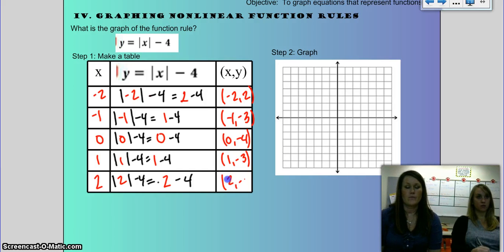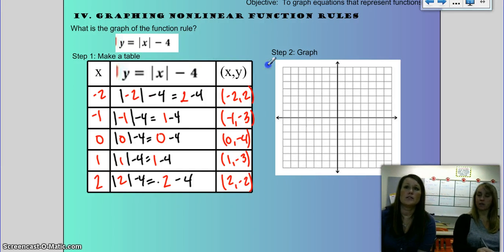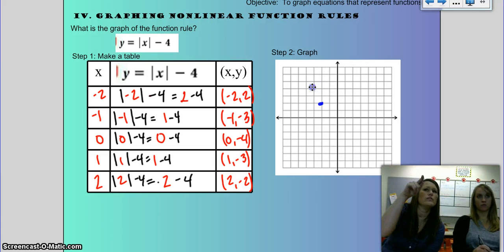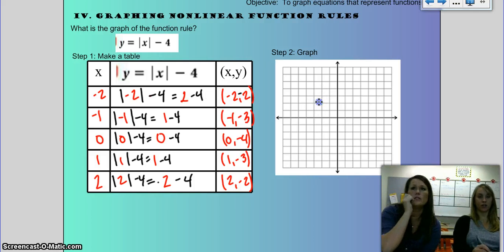Okay, so if we're going to plot this on a graph, we will have -2, -2. So start at the origin, go over -2, down to -2. Then we're going to have -1, -3. So over -1, down -3. Your top one should be -2. Yeah, 2 minus 4 is -2. Sorry. Well, that was an easy fix. You didn't have to erase anything. There you go. And then -1, -3.